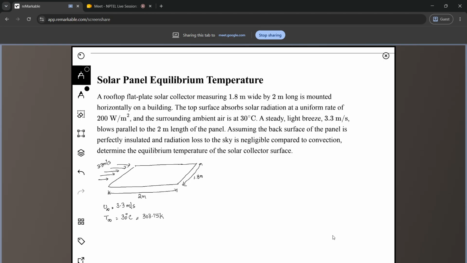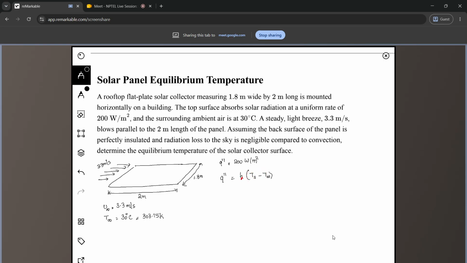So now the question is to compute the final average temperature of the surface once it reaches equilibrium. So we know that it reaches equilibrium, so the net heat flux that is absorbed should be equal to the net heat flux that is rejected by convection. The net heat absorbed, q double prime, is given as 200 watt per meter square. So at equilibrium, this q double prime should be equal to h times the average surface temperature, I'll call that Ts, minus T infinity.